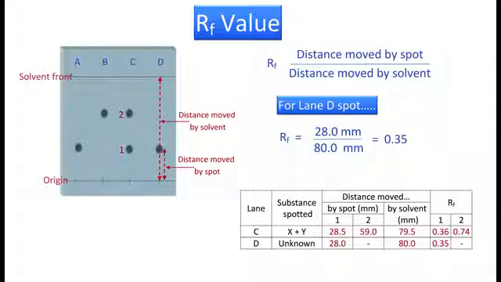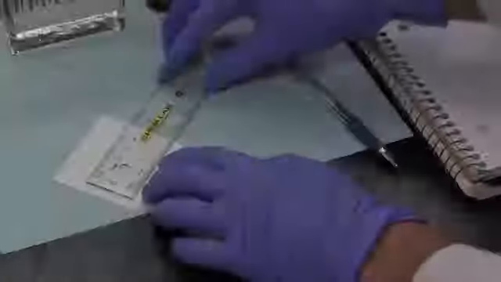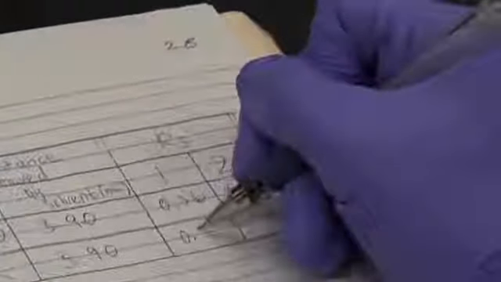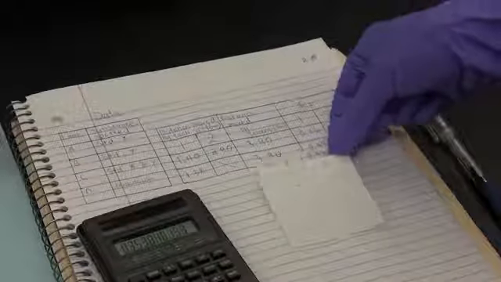In this example, the RF of 0.35 for the single spot in lane D compares favourably to the RF of standard X in lane C, so we can confirm that the unknown was in fact compound X. Here we see the measurements being made and recorded in the notebook. RF values calculated and also recorded. The closer the RF value of an unknown is to the RF value of a standard, the greater the chance that the unknown is the same as the standard.